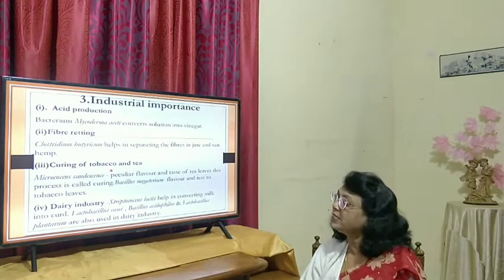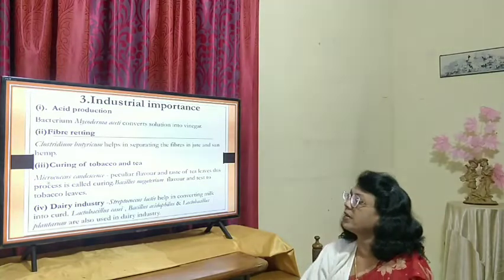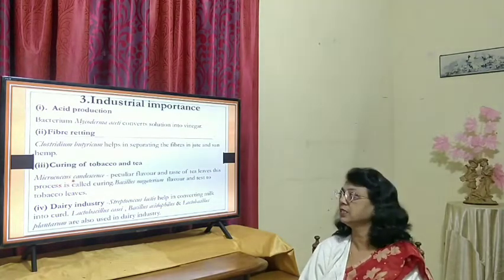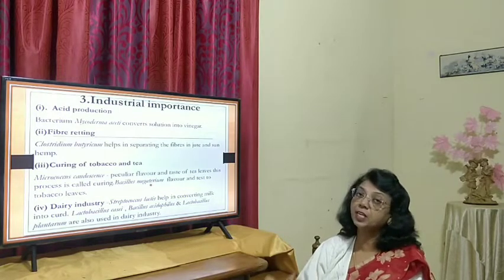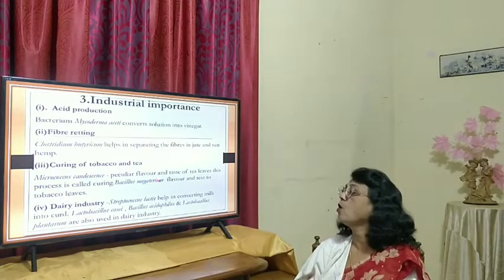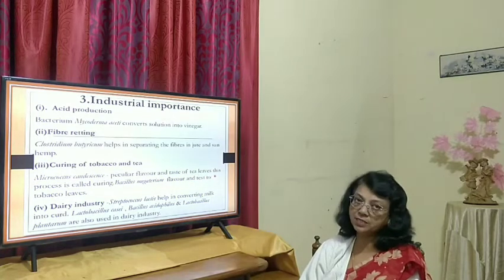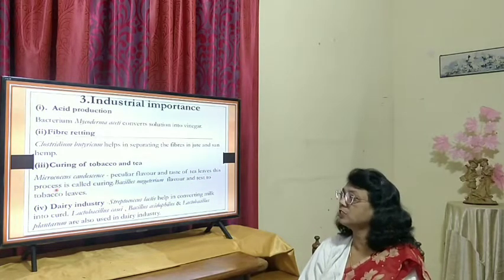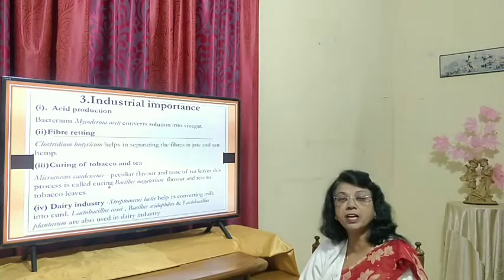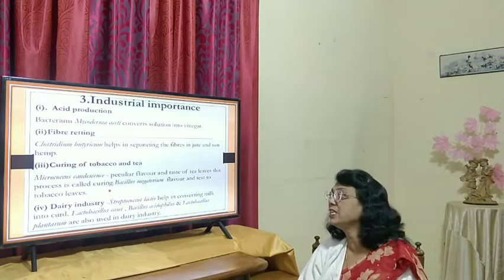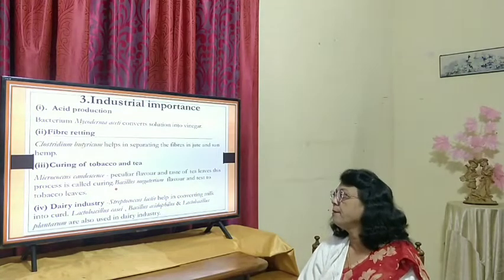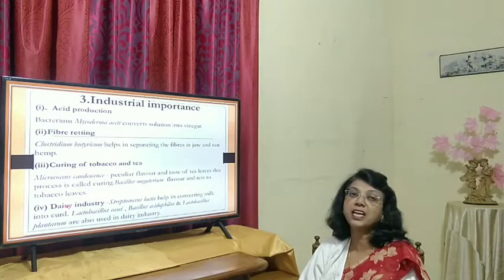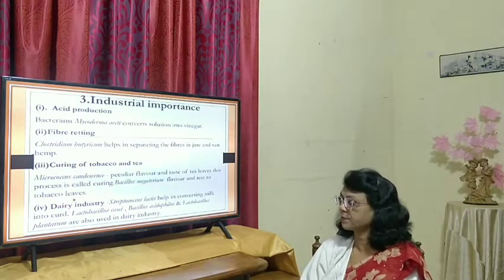Curing of tobacco and tea. The bacteria called Micrococcus candescens gives a peculiar flavor or taste to tea leaves. This process of imparting flavor and taste to tea leaves and tobacco is called curing. Bacillus megaterium flavors and gives taste to tobacco leaves.